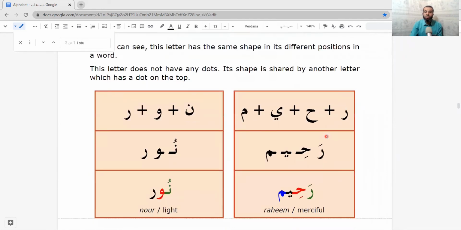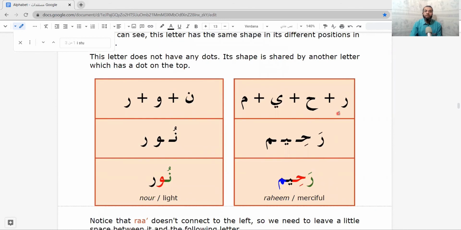Now let's go to the words. The first word here means merciful. It's composed of 4 letters, as you see. The first is Ra, then Ha, then Ya, then Mim. The Ra has fatha, Ra. The Ha has kasra, Hi. Then long vowel, Yi. So what will this be? Rahim.